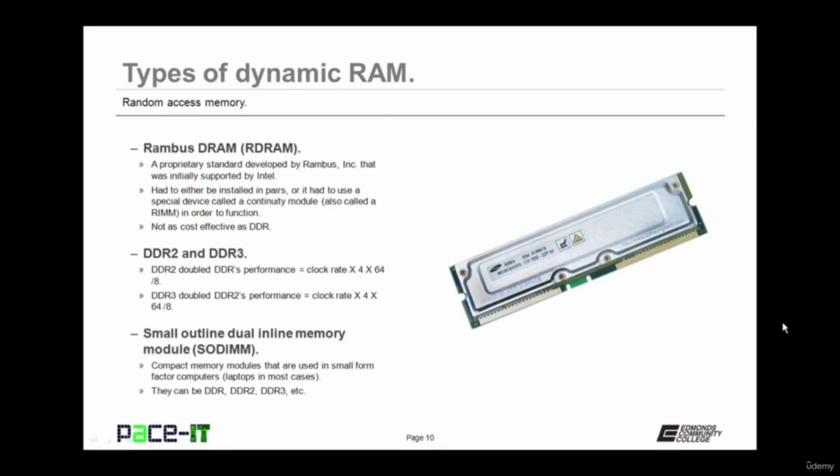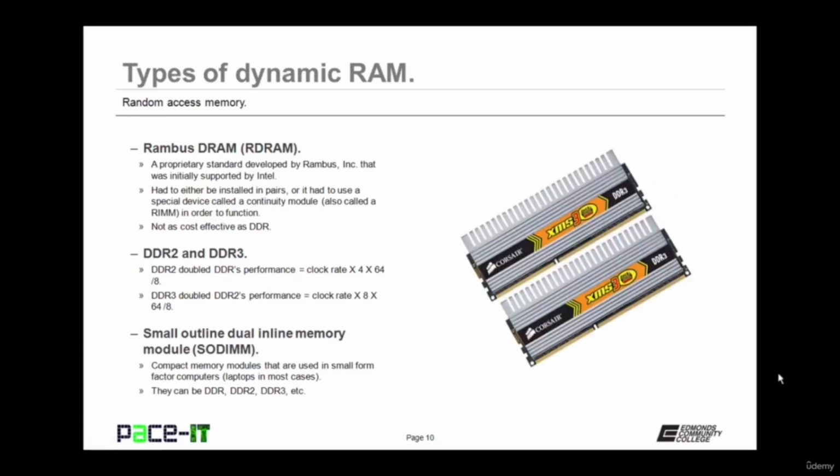Now, if Intel had had their way, DDR RAM would have been replaced by Rambus dynamic random access memory. Now, Rambus was a proprietary standard developed by Rambus Inc. that was initially supported heavily by Intel. It had to be installed in pairs, or you had to use a special device called a continuity module, also called a RIM, in order for it to function. It was faster than DDR, but it was not as cost-effective as DDR, so it never really caught on.